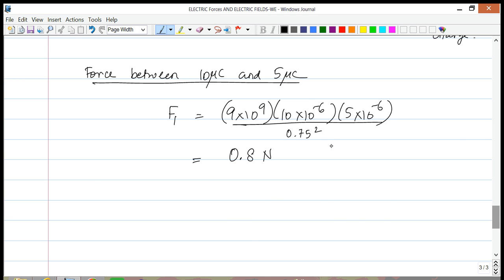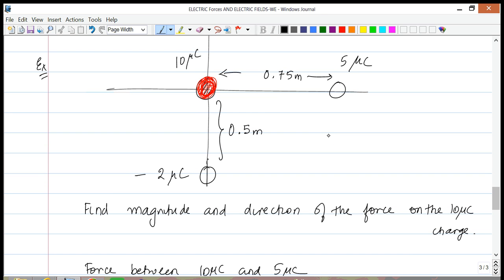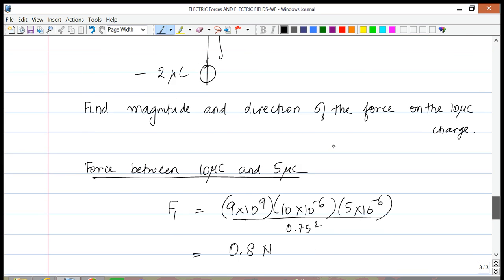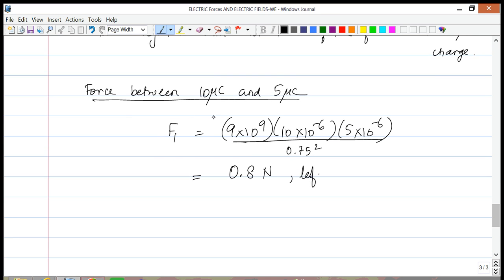Also let's figure out the direction of this force. Since the 5 and the 10 are both positive, this force on the 10 is going to be to the left, because the 10 is going to be repelled by the 5. So the direction of the force F1 is going to be to the left. Let's make sure we understand that. Once again, the 5 and the 10 repel each other, and so the force is going to be to the left on the 10 microcoulomb charge. So there's going to be 0.8 newtons to the left.